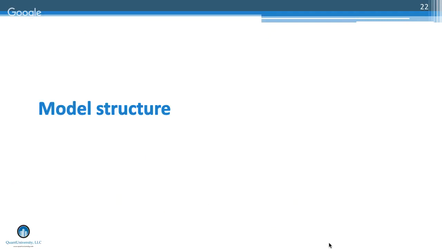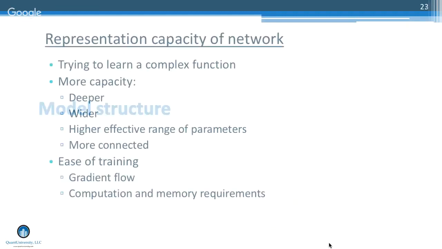Okay, so yeah, they wanted to learn about model structure. Basic things here, pretty straightforward. Ultimately, you're trying to learn this really complicated function from inputs to outputs. If you want to add more capacity, you can make your model deeper. You can make your model wider. You can reduce the amount of penalty you give for weights, for example, so you can have a higher range of parameters. You can have more connections. If you want to have less capacity, you can do the opposite of all those things.